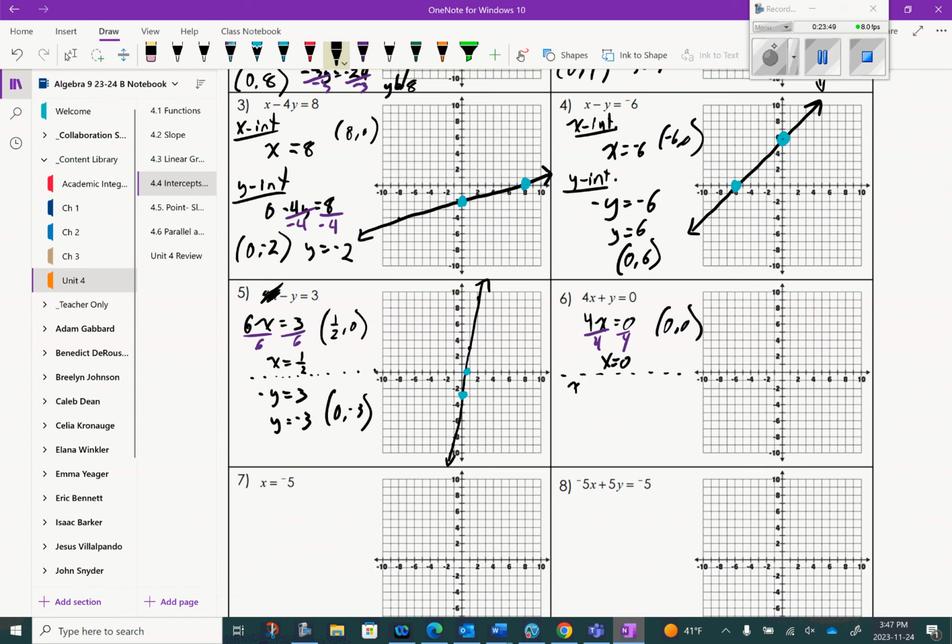We need to pick something else. Say what happens when x equals 1. Then we're back to where we started this whole unit here. Just do basic substitution in the original equation. 4 times 1 plus y equals 0. Well, 4 times 1 is 4. Solve for y. So when x is 1, y is -4. That gives me a second point that I can plot.